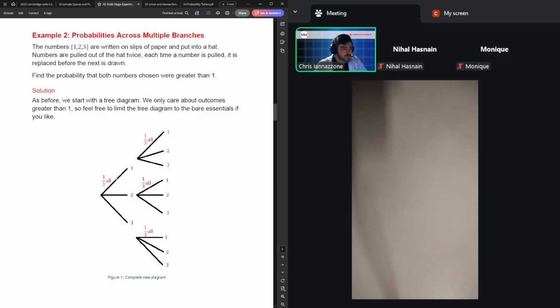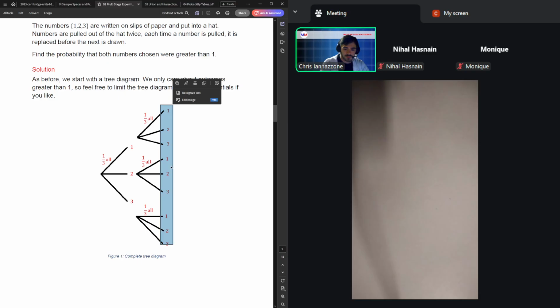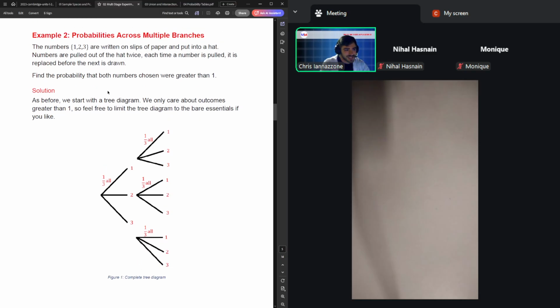Here's one of the examples where I say the branches explode quite quickly. So we've got the numbers 1 to 3 being written on slips of paper, and they are pulled out of the hat twice. Each time it's pulled out, it is replaced before the next is drawn. So in other words, if I draw a number out of the hat and it comes out to be 1, I put that slip of paper that says 1 back into the hat, shuffle it up, and then draw the next one afterwards. So already you can imagine just doing that twice has got you quite a few different outcomes. As soon as you get to the third, you're now tripling this.